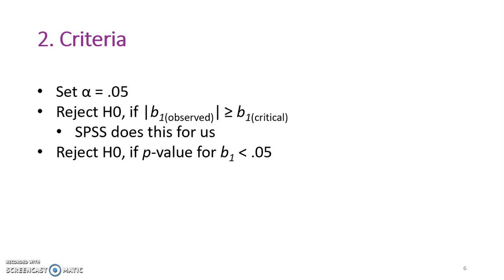So we know that we typically use alpha equals 0.05. And the rejection rule would be to reject the null hypothesis if the absolute value of the observed B1 coefficient, the computed B1 parameter estimate, is greater than or equal to the critical value. And we never see the critical value because SPSS does all of this for us. So actually our rejection rule is really just to reject the null hypothesis by looking at the p-value from the computer output. So if the p-value for B1 is less than 0.05, then we reject the null hypothesis.